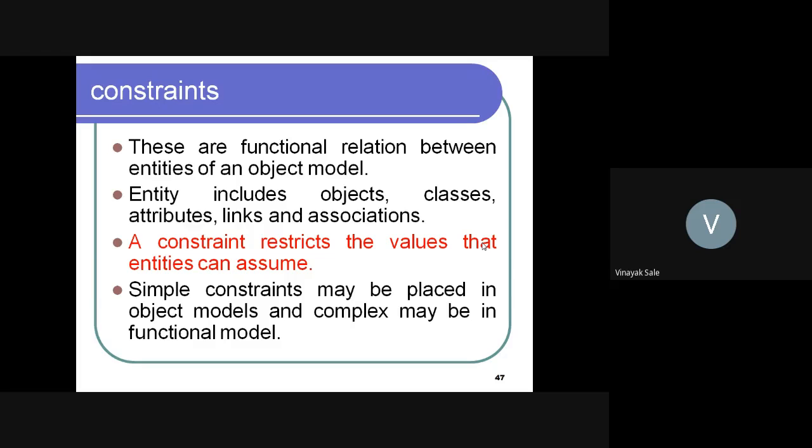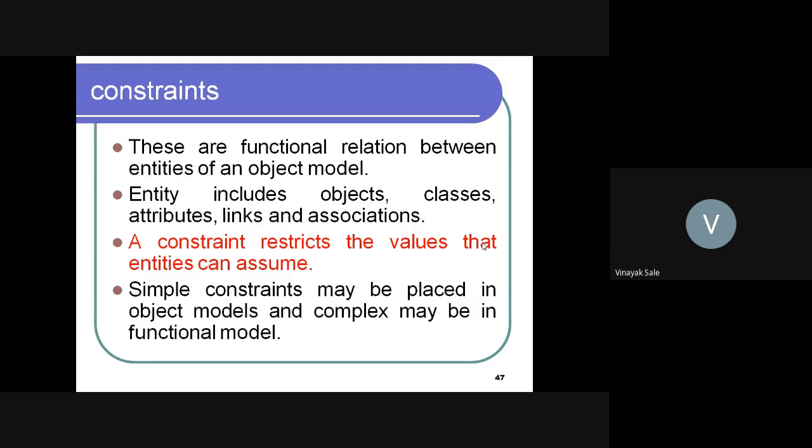What is an entity? An entity is a thing. Suppose in the case of a person, it has its name, that is its attribute. It is linked with other persons, associated with other persons, that is link and association. It has its friend, that is an object. That is an entity, which includes objects, classes, attributes, links and associations.